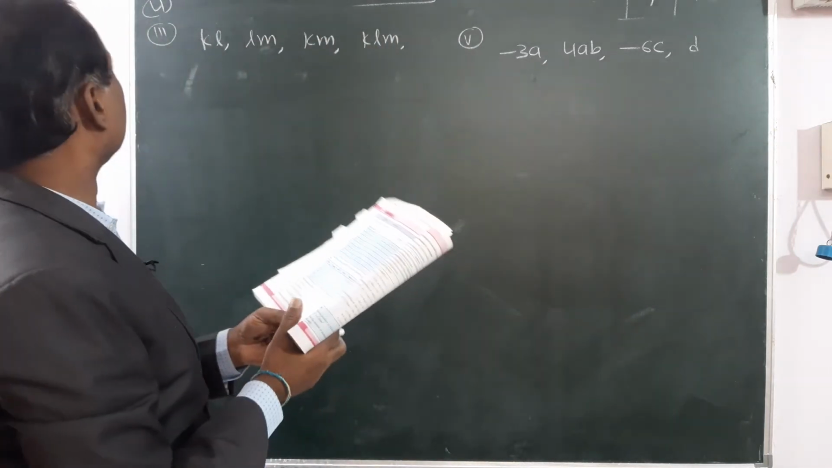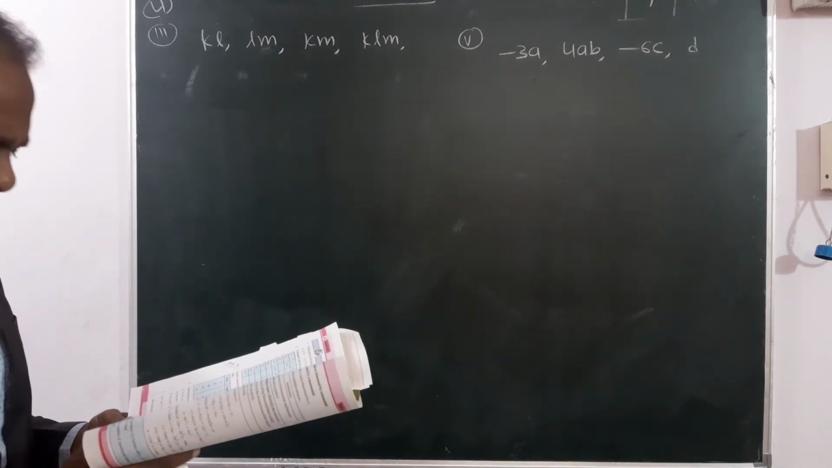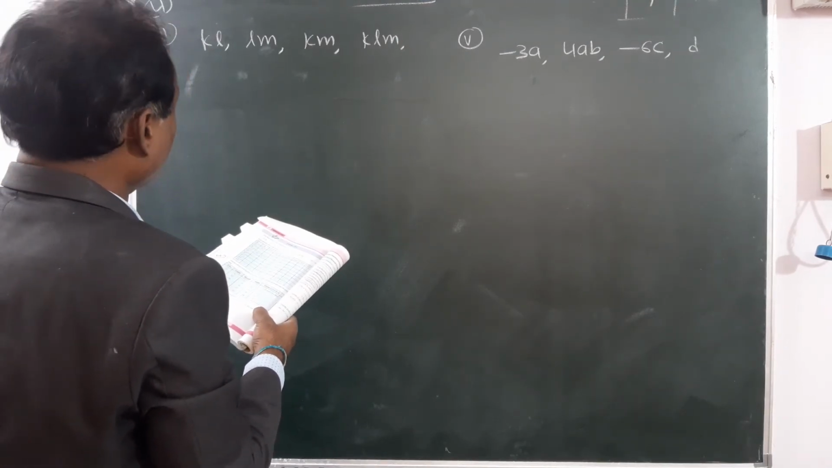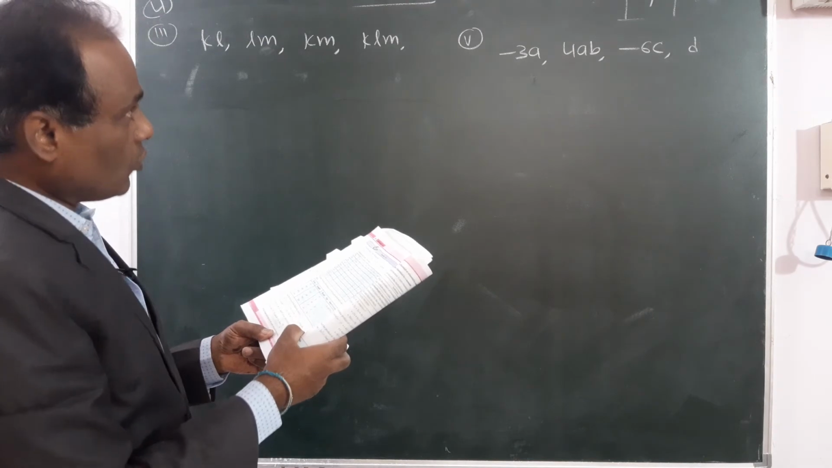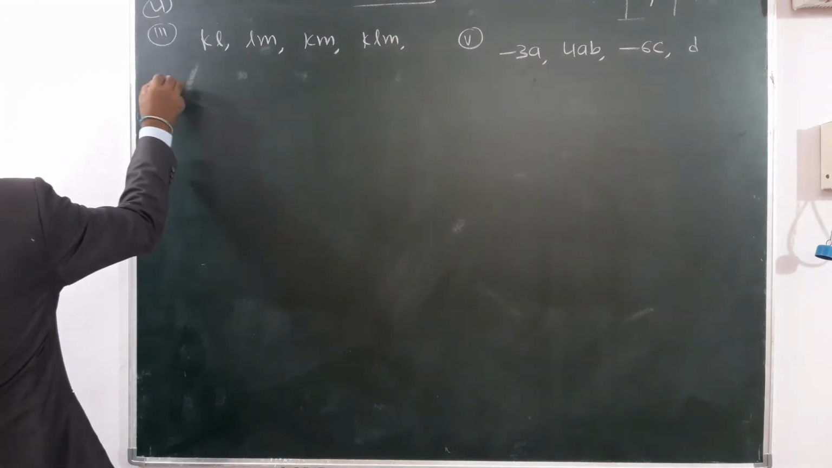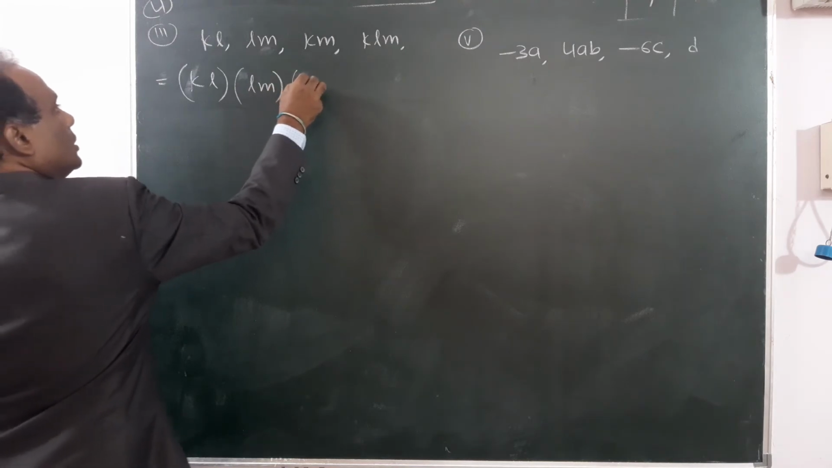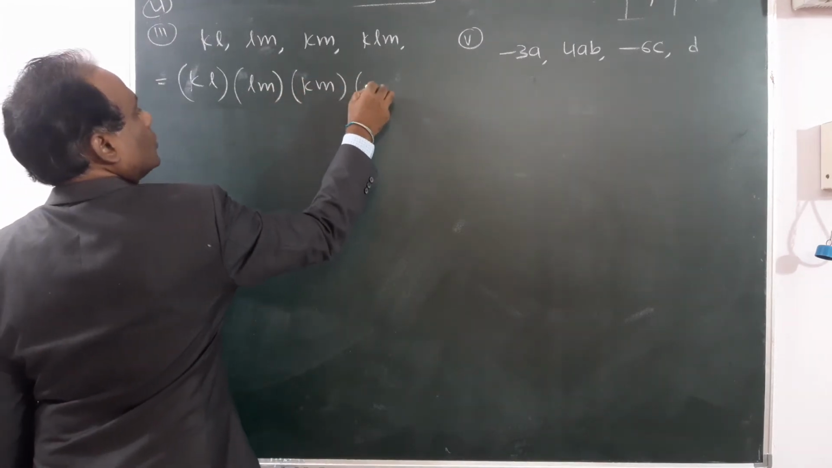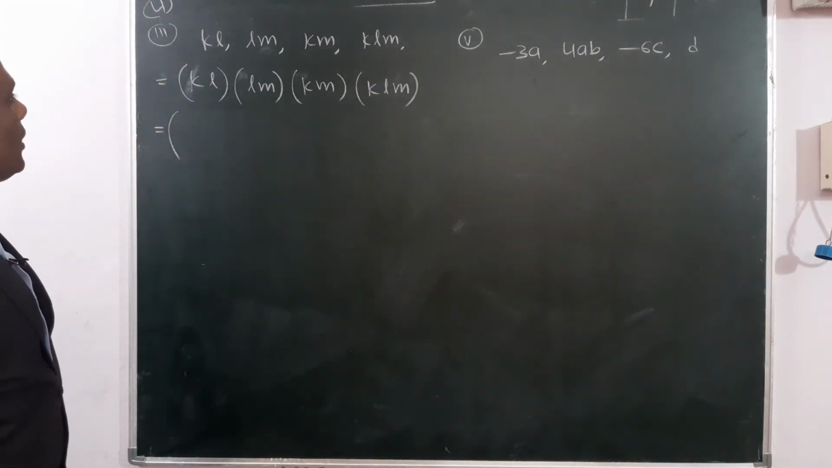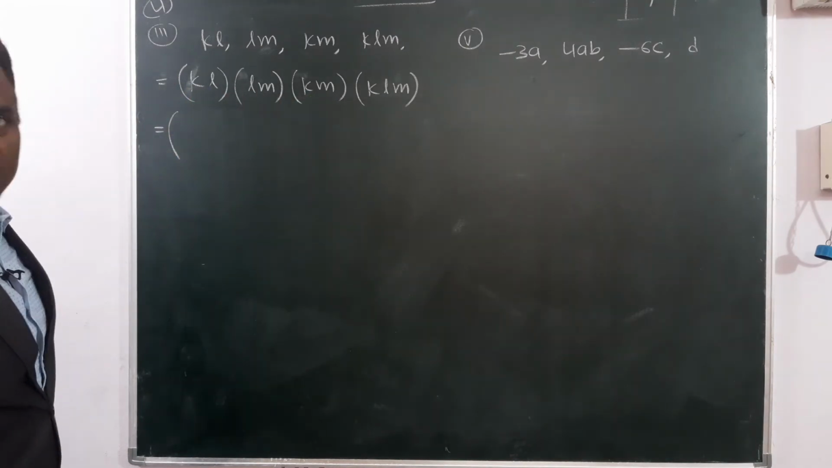So fourth you do it same model. I am solving the third bit and fifth bit same, no difference. How to multiply KL, LM, KM, KLM, and minus 3A, 4AB, minus 6C, D. See here how to multiply. KL into LM into KM into KLM. No coefficients, so there is no constant. If the constants are there, we have to multiply constants separately.